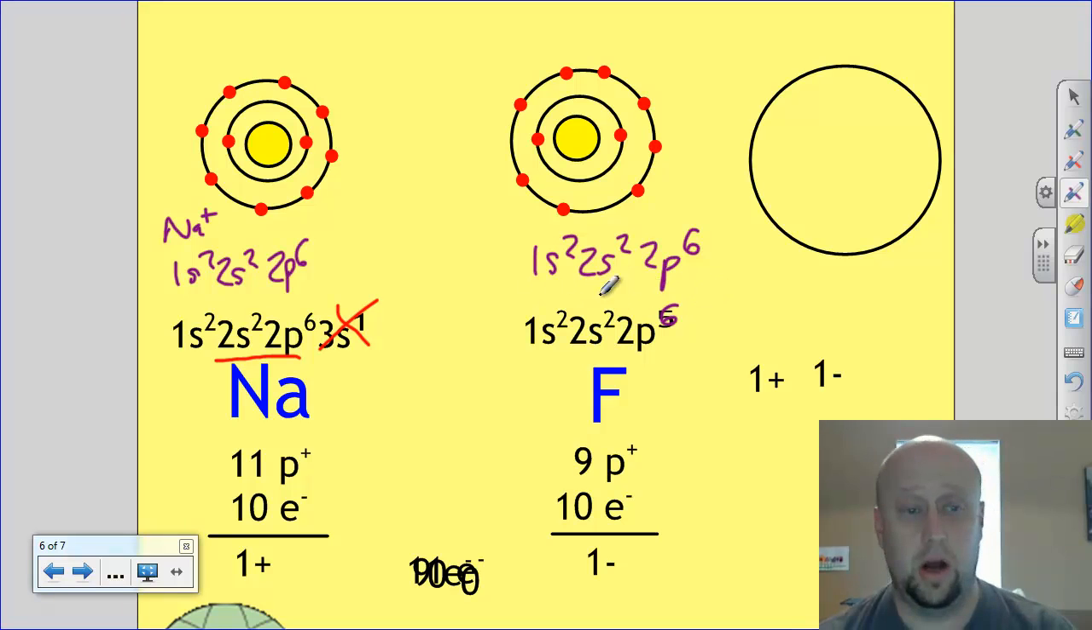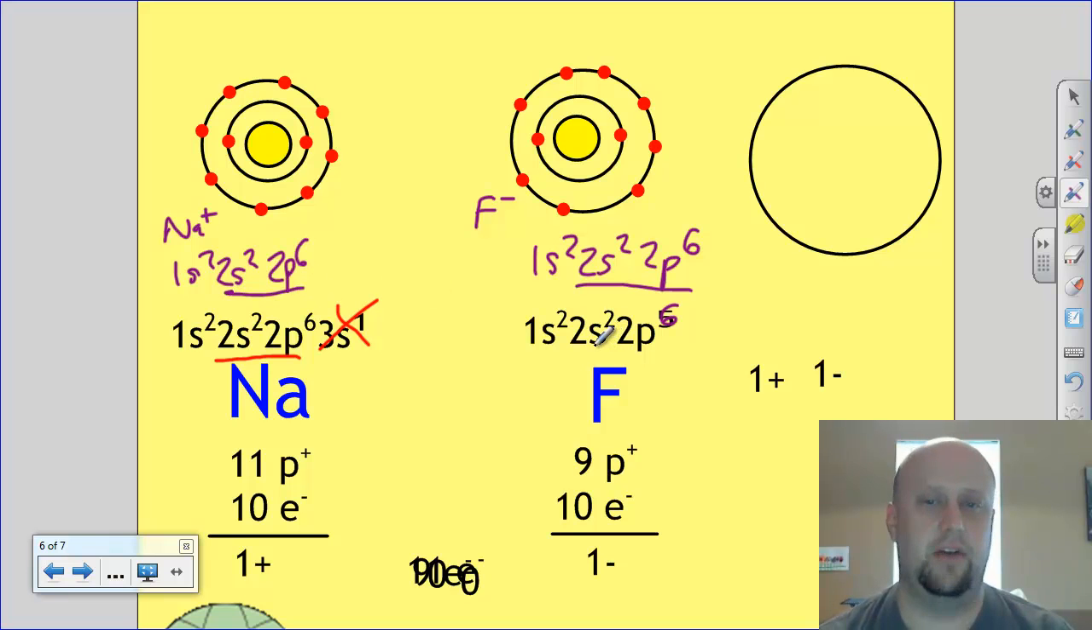Now you're looking at these going, oh my gosh, they're both the same. They are both the same. That's just sort of a coincidence from the two things I picked. They don't have to be. But what does have to be the same is that their outer shells should then have 8 each, which they do.